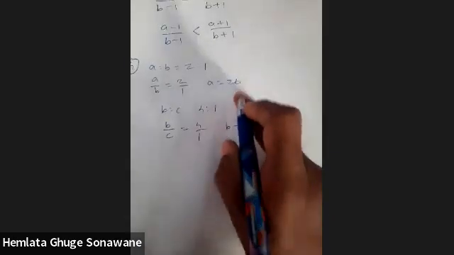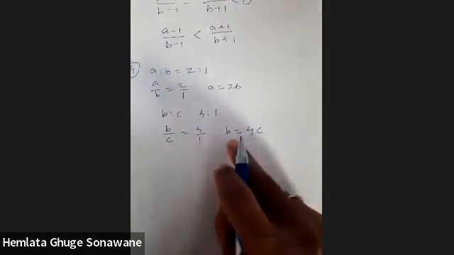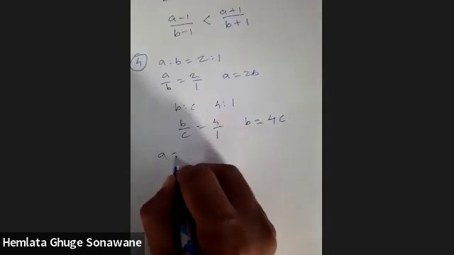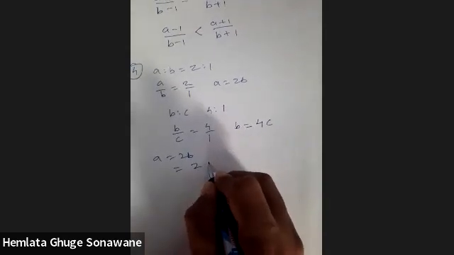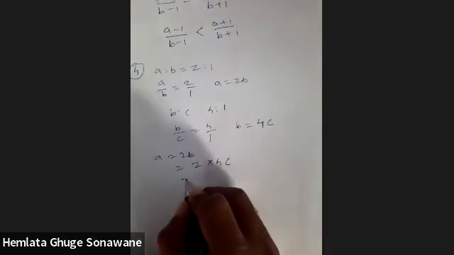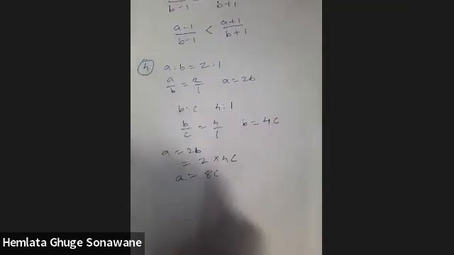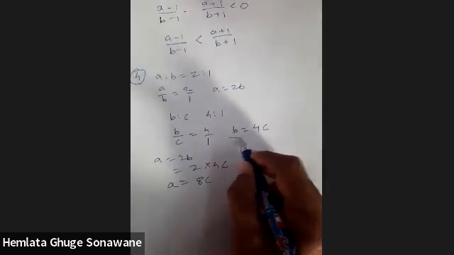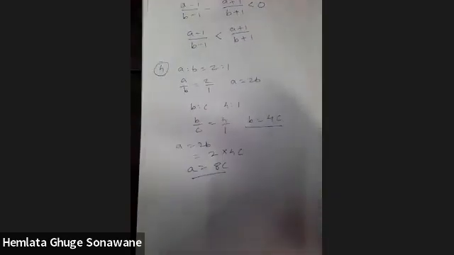Now we'll put the value of B here. We have got the value of A as 2B. So we'll put the value of B here. So it becomes A is equal to 2B, so it becomes 2 into 4C. So it becomes 8C. Now we have got the value of A as 8C, and we have got the value of B as 4C. Now we'll put these values into the given equation.